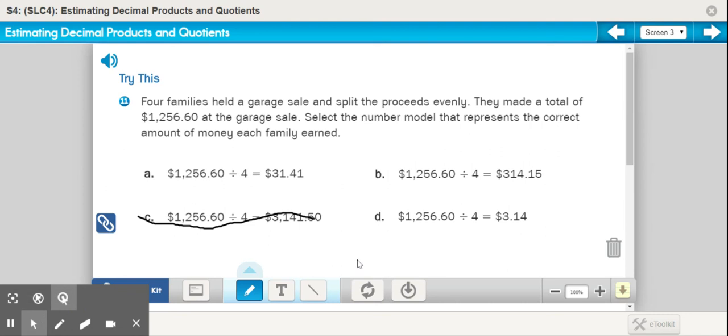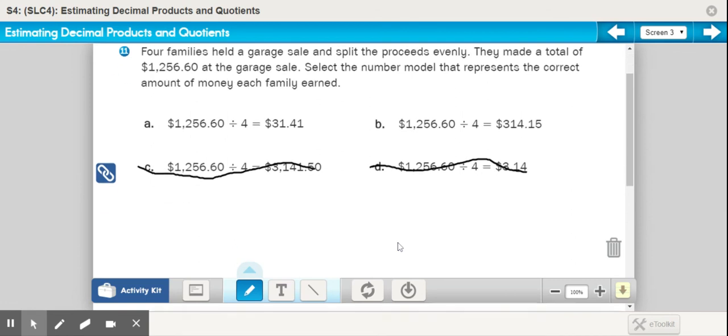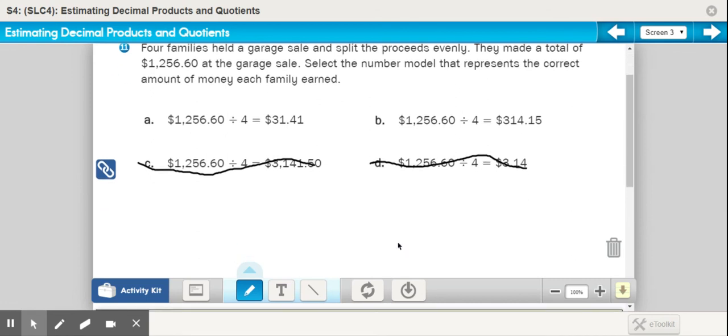Then if I look at D also, if I have $1,256.60 and I split it with 4 people, is everyone only going to get $3.14? I mean, I know 3 times 4 is $12. I made a lot more than $12. So that one doesn't make sense. So let's look at A and B. Which one is correct? Did each person get $31.41 or did each person get $314.15? And then 12 says use your estimate to think about how you solved 11.